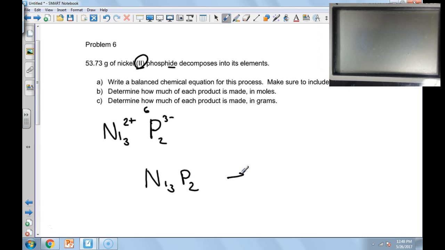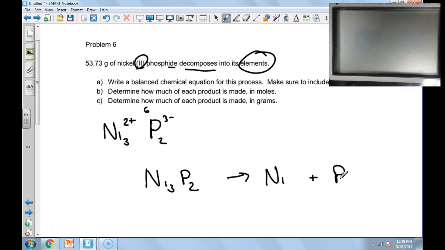Okay, so let's put that here, Ni3P2, and that's going to react to form. Now this is a decomposition reaction, so typically we wouldn't necessarily know what a decomposition reaction forms, except we're given in this one that it breaks down into its elements. So we know that nickel is found as Ni, and phosphorus is found as P. These aren't the diatomic elements, they're not Haeckelbrief, so we don't have to worry about those.